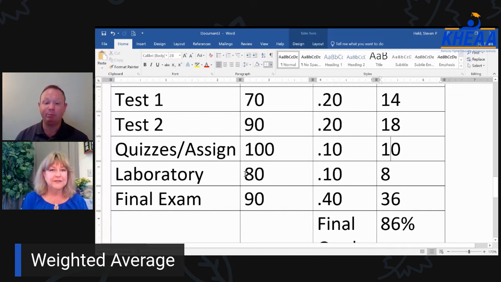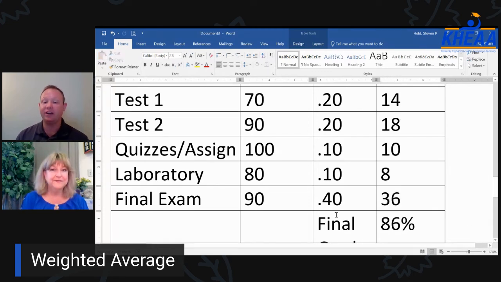Then the lab, you got an 80%, and that's also a 10% weight or a 0.1 factor. That's 8 points. And then look at that final exam, though. Because it's weighted 40% of the final grade, it gives you a 0.4 factor. Since it's 40% of the final grade, look at how many points you get for that final exam. Well, you got a 90 on that, and that gave you the most points. I mean, that was more than the first 2 tests combined.